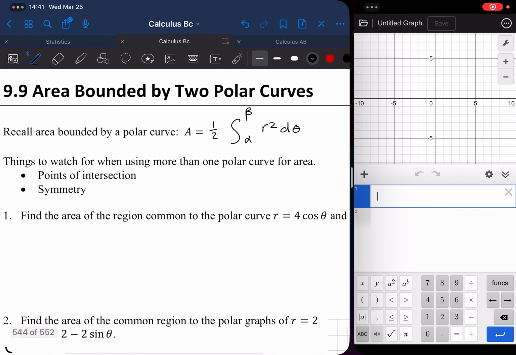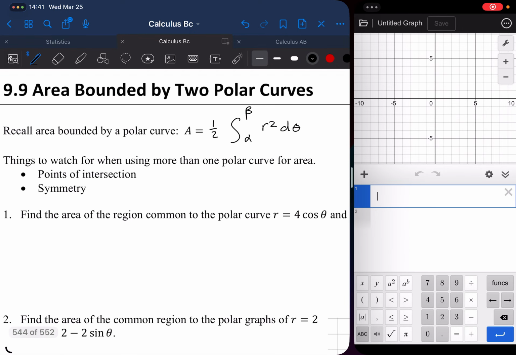Okay, and then the symmetry part, if we are looking at the curves and they are symmetric, that means we can actually just solve for half of the area and then double it. So it helps us out, makes it a little easier. So I'm just going to write, this is used for the bounds. And we can find half the area, and then, of course, double it to find the entire area.